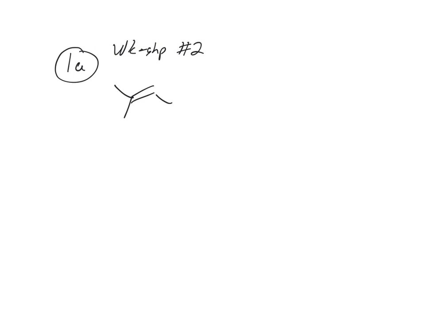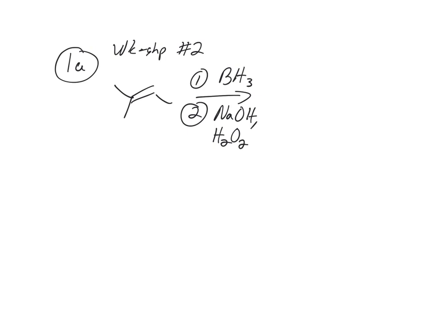Workshop number 2, 1A. It's a two-step reaction. The first step is going to involve BH3. The second step involves NaOH and hydrogen peroxide, H2O2. Okay, first thing we're going to do is number the alkene carbons, at least. We're going to number them 1 and 2.